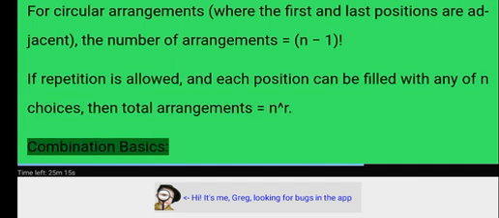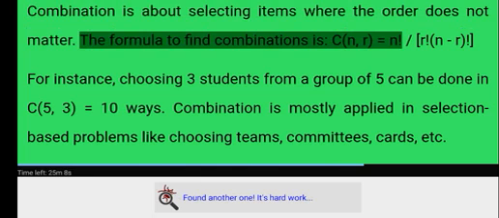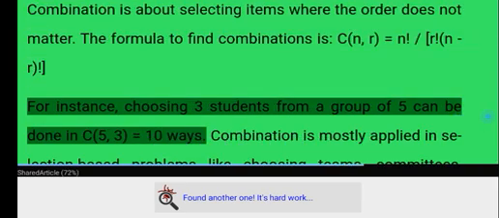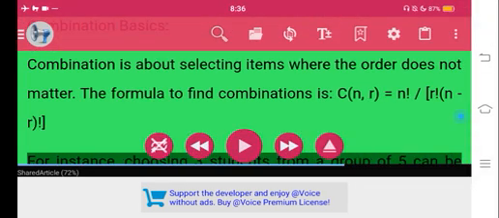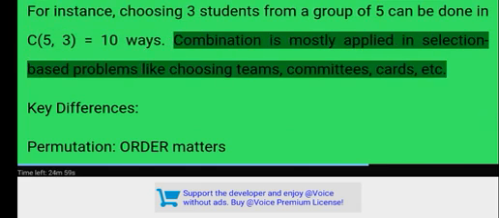Combination basics. Combination is about selecting items where the order does not matter. The formula to find combinations is C(n, r) equals n! divided by r!(n minus r)!. For instance, choosing 3 students from a group of 5 can be done in C(5, 3) equals 10 ways. Combination is mostly applied in selection-based problems like choosing teams, committees, cards, etc.